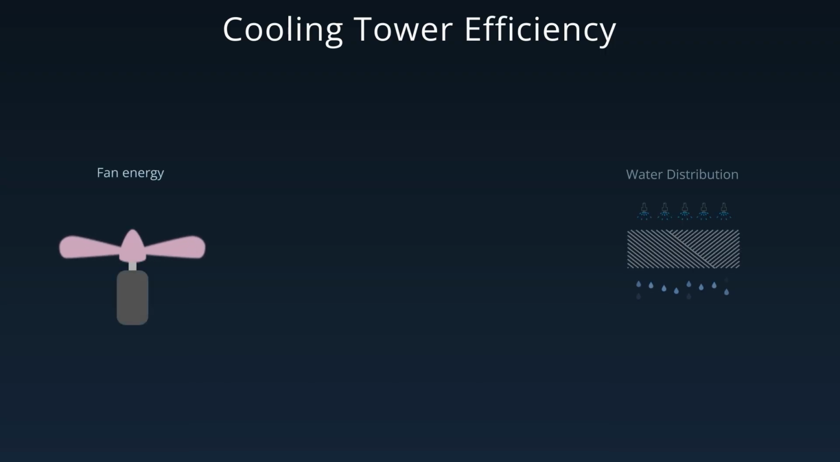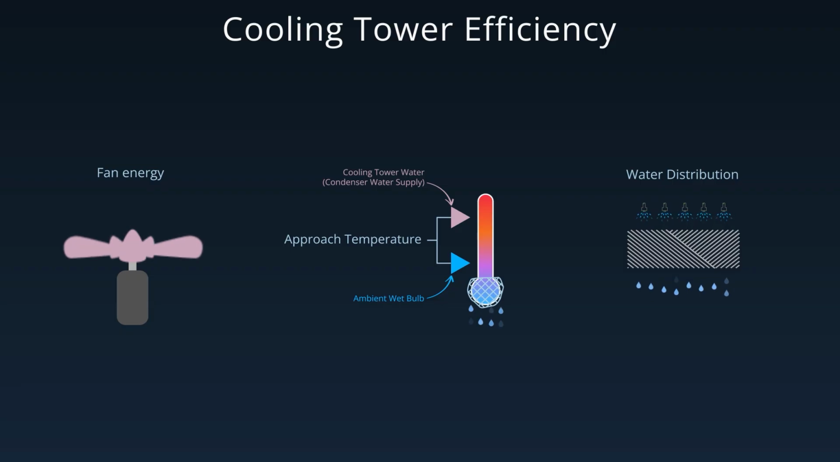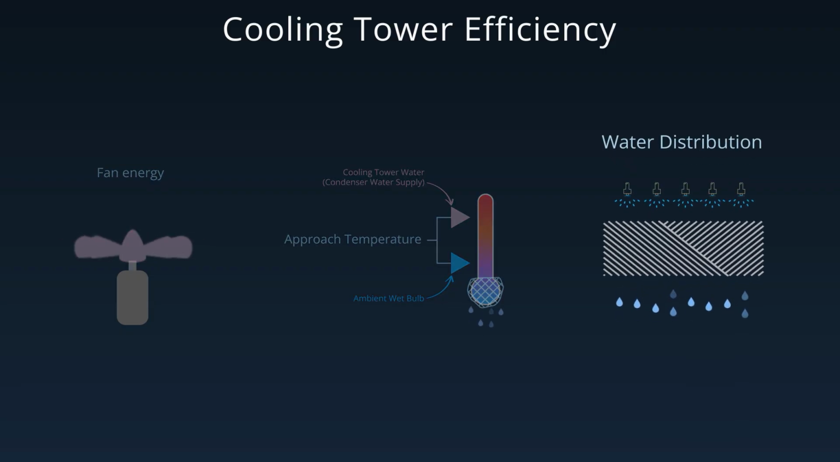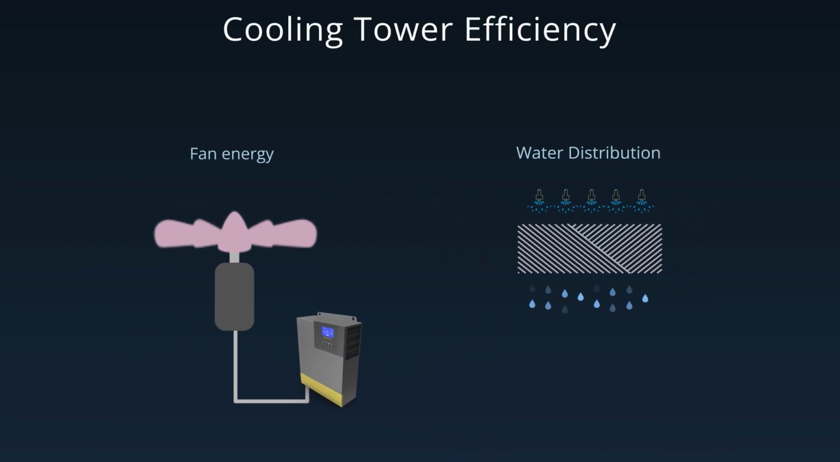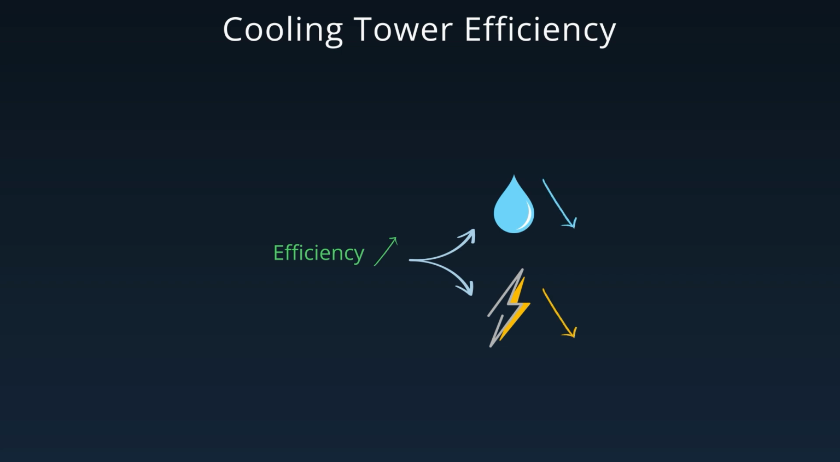Tower efficiency depends on fan energy, water distribution, and approach temperature. Even water distribution across the fill ensures maximum air-water contact, improving heat transfer and reducing wasted pump energy. Variable speed fans and optimized water distribution reduce energy use. Since towers are a major water and power consumer, efficiency improvements can yield significant operating savings.